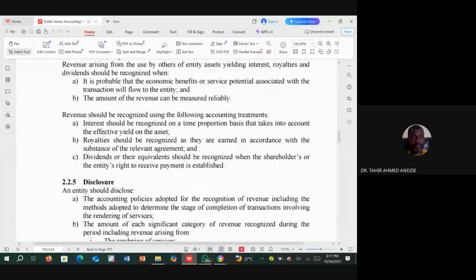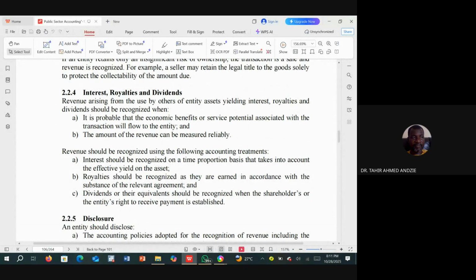And then when it comes to the same thing, interest, royalties, and dividend, when to recognize revenue from these things. Revenue arising from the use by others of the entity's assets, yielding interest, royalties, and dividend should be recognized when, one, it is probable that the economic benefit or service potential associated with the transaction will flow to the entity. That's the first condition. The amount of the revenue can be measured reliably. That is the second condition.